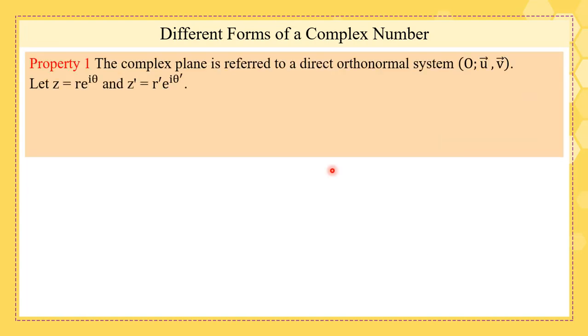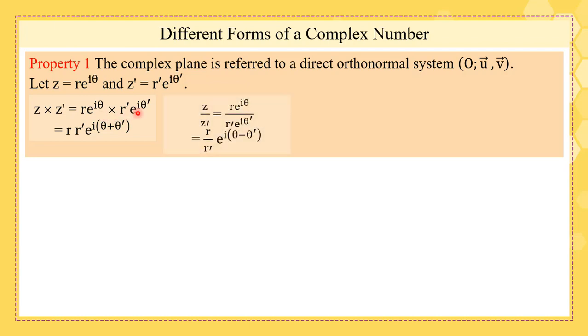Okay, let's see some of the properties of the exponential form. They are easy properties, you know them from before. In order to find z prime, we multiply the modulus by the modulus and we add the two arguments because of the properties of powers. We have the same base, we add the powers. Similarly here, in the case of division, we divide the modulus by the modulus, but we subtract the arguments.